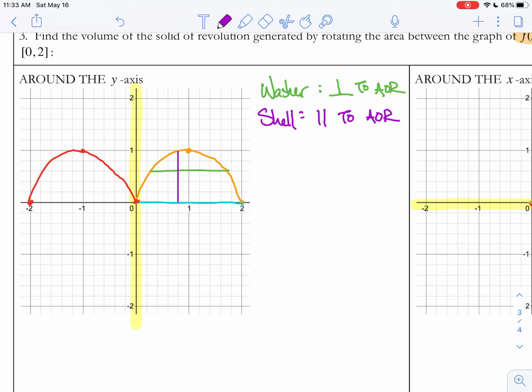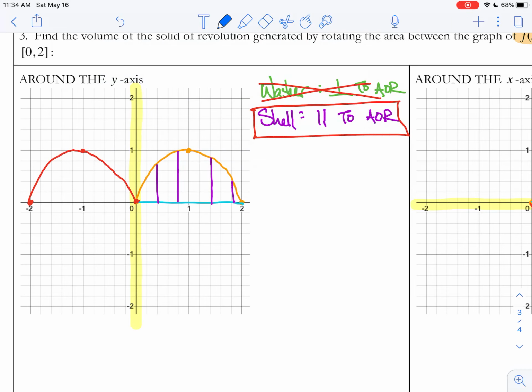Now, just looking at this, I already see that the washer method is going to cause me some issues because it goes from the orange curve to the orange curve. So I'm going to go ahead and say no washer method for this one. Okay, so let's get rid of that green line. But instead, I'm going to say let's use shell method because these purple lines all have the same top and bottom curve, okay? So the top curve is the orange and the bottom curve is the blue.